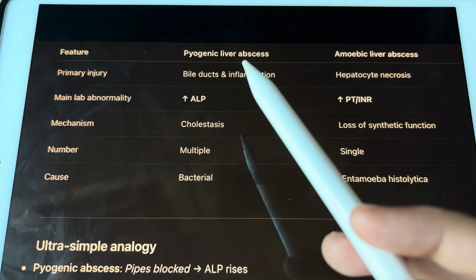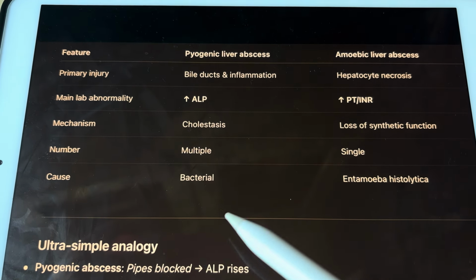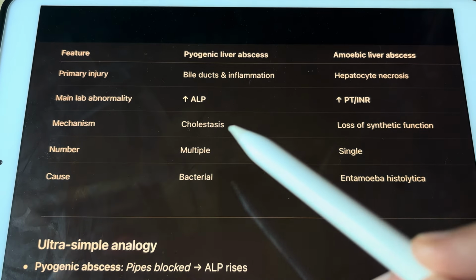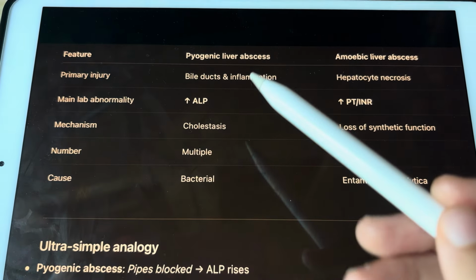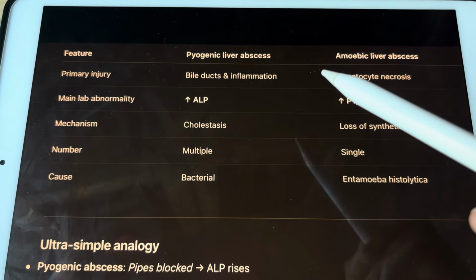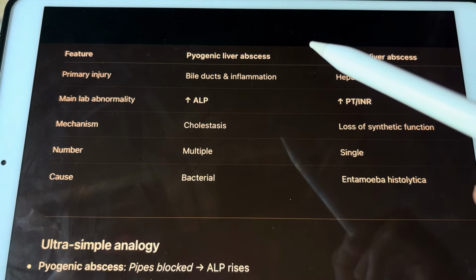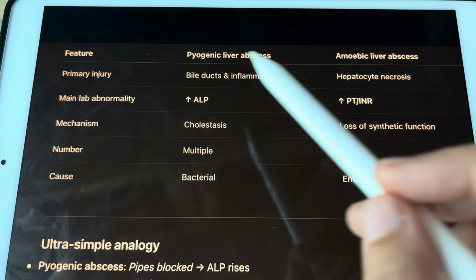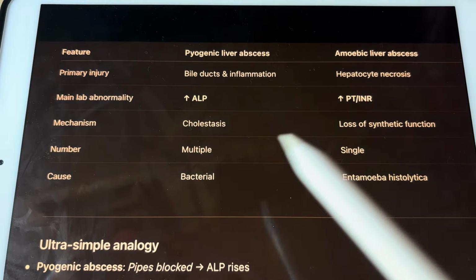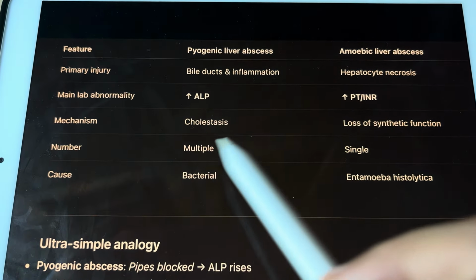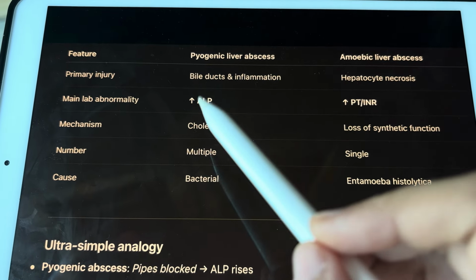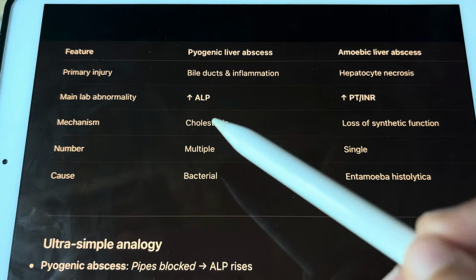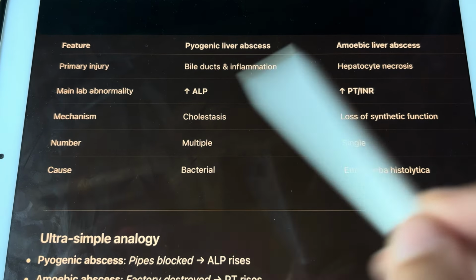So pyogenic liver abscess is acquired by ascending cholangitis. So you have your duodenum, imagine. From the duodenum, there is this infection. Most commonly it occurs by E. coli, right? So E. coli will travel along the common bile duct and then into the small bile canaliculi. That is how you get pyogenic liver abscess. So that is why the mechanism is cholestasis. That is why ALP is the first to rise. Okay, so the first issue that happens is obstruction, cholestasis, and that is why your ALP will rise.